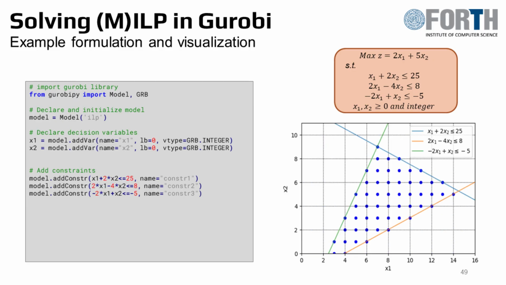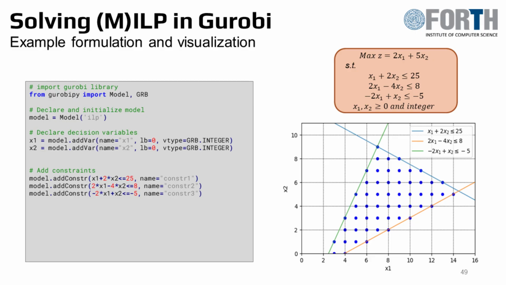We now add the three linear constraints to the model. First, x1 + 2 x2 ≤ 25. Second, 2 x1 − 4 x2 ≤ 8. Third, −2 x1 + x2 ≤ −5. Each constraint restricts the feasible region by introducing a linear boundary.